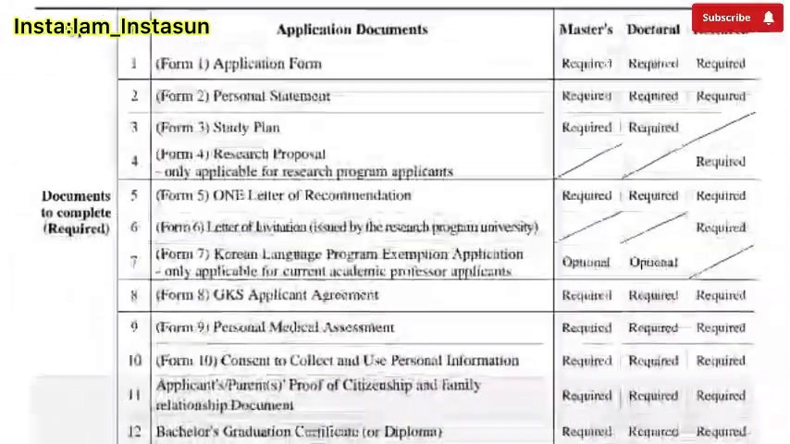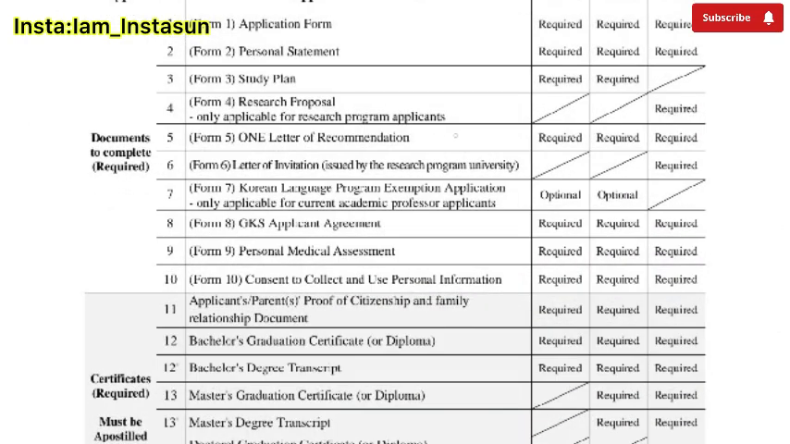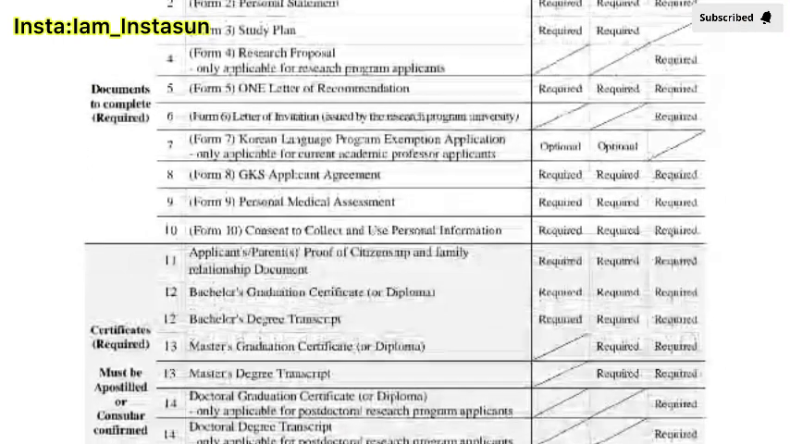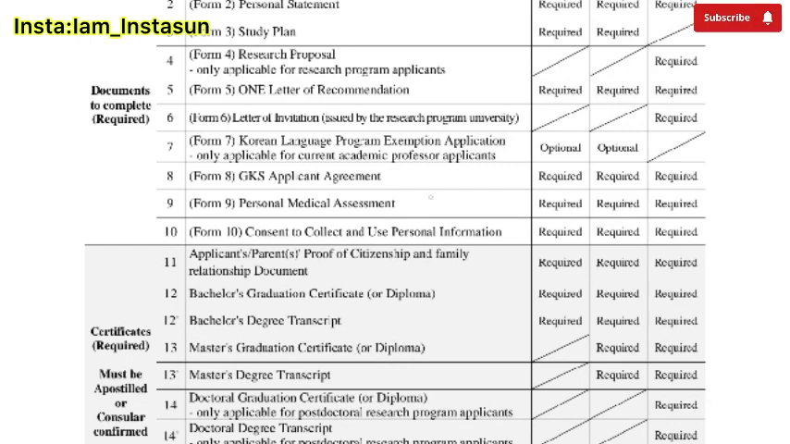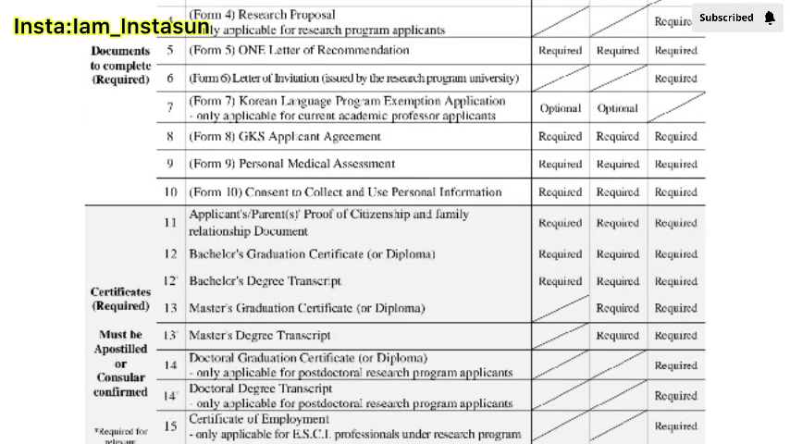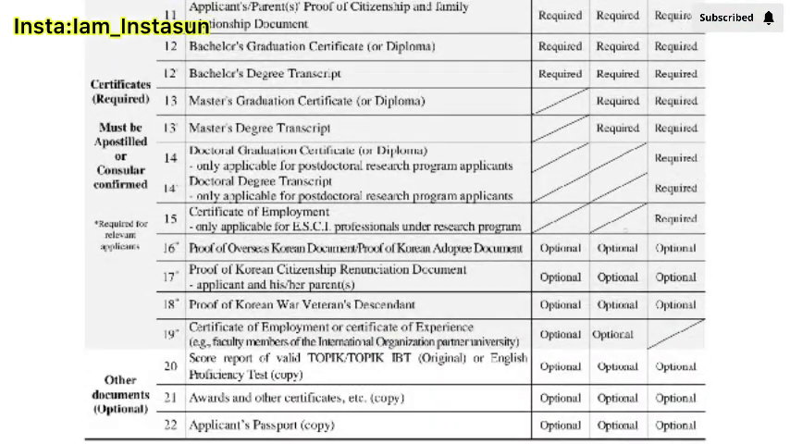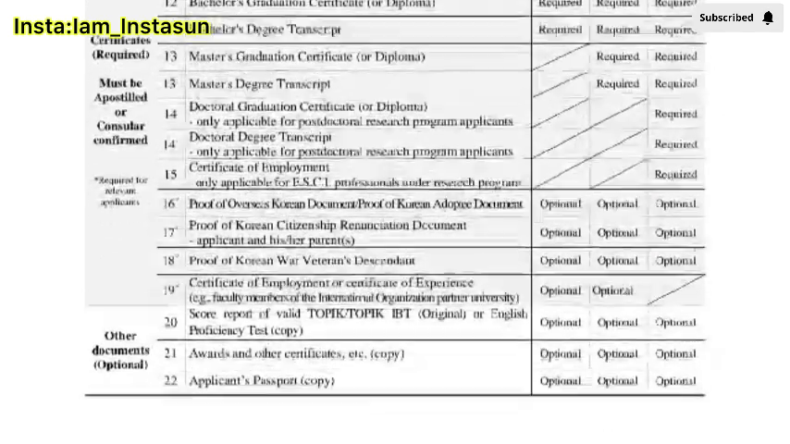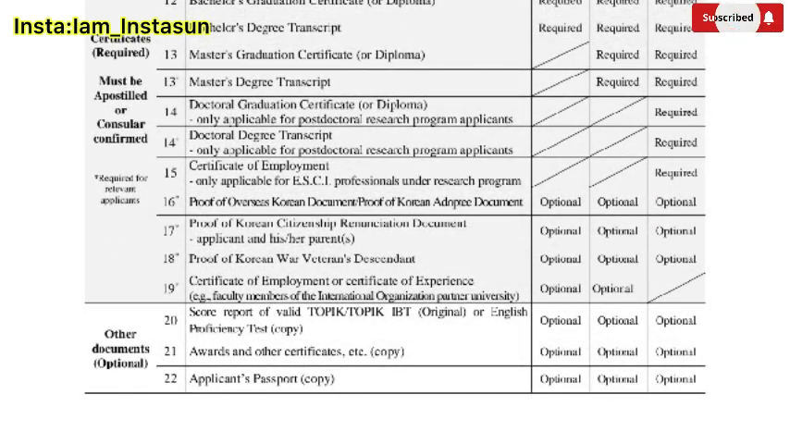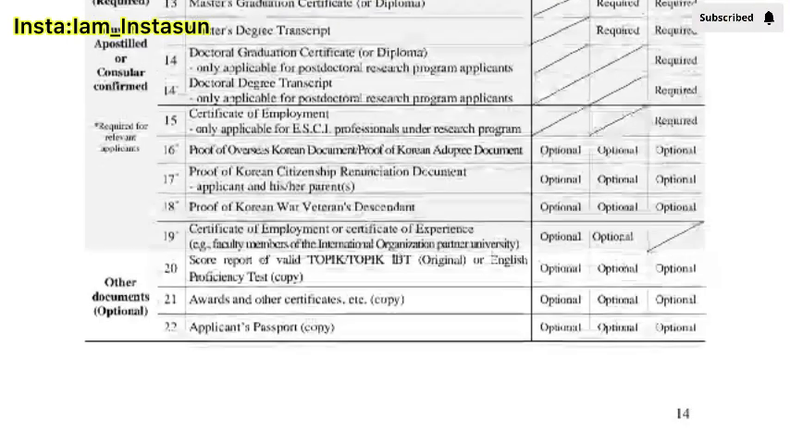These are the list of documents that you have to submit, within which application forms 1, 2, 3, and 5, one letter of recommendation, letter of invitation, which is not required for master's or doctoral, GKS applicant agreement, and personal medical assessment. All these are required documents. That means you have to submit these, and those which are optional are for those to whom it may concern. Like proof of overseas Korean document is for those who are overseas Korean, of course. And awards and certificates, you can add however you want.